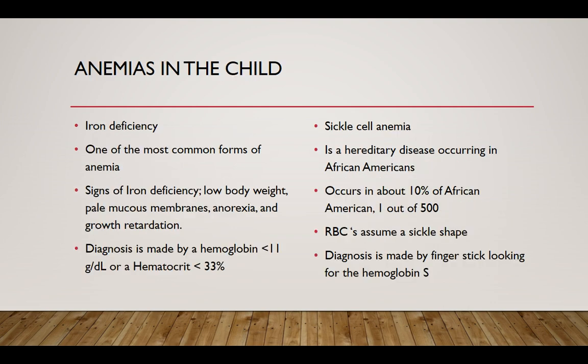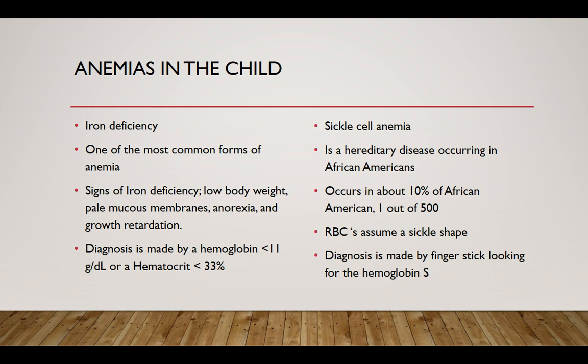Anemias in children. Iron deficiency is one of the most common forms of anemia. Signs of iron deficiency: low body weight, pale mucous membranes, anorexia, and growth retardation. Diagnosis is made through a hemoglobin of less than 11 grams per deciliter, or a hematocrit less than 33%.